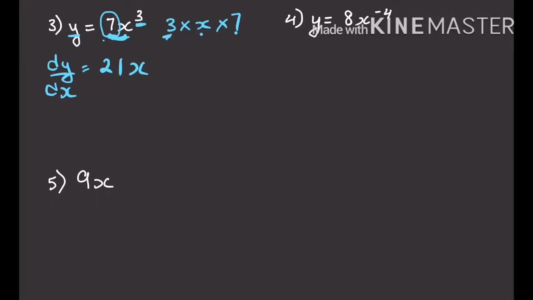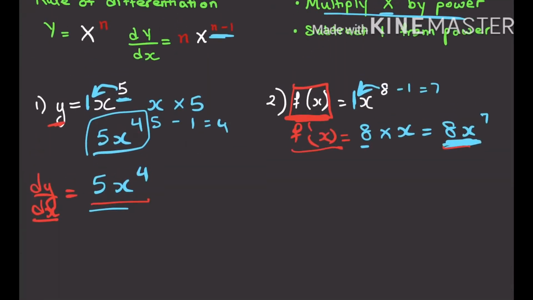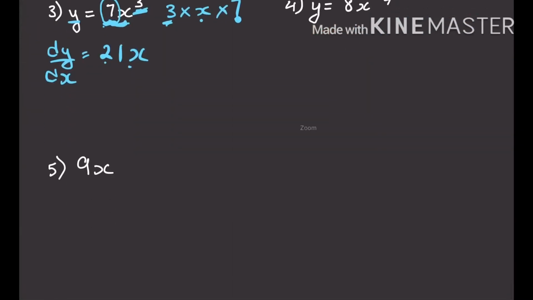So the 3 times what is in front of the x, which is a 7. So 3 times 7, 21. And we have the x. Again, the 3 doesn't just disappear. So we go to our second rule, subtract 1 from the power. So let's come here. Our power was 3.